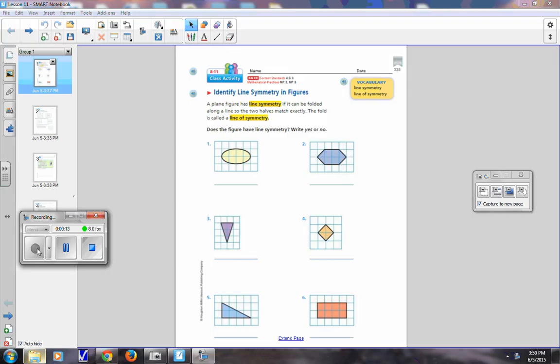Tonight, we're going to talk about symmetry. Another one of those vocabulary words and definitions that we have to understand. So let's start off with that definition, shall we?